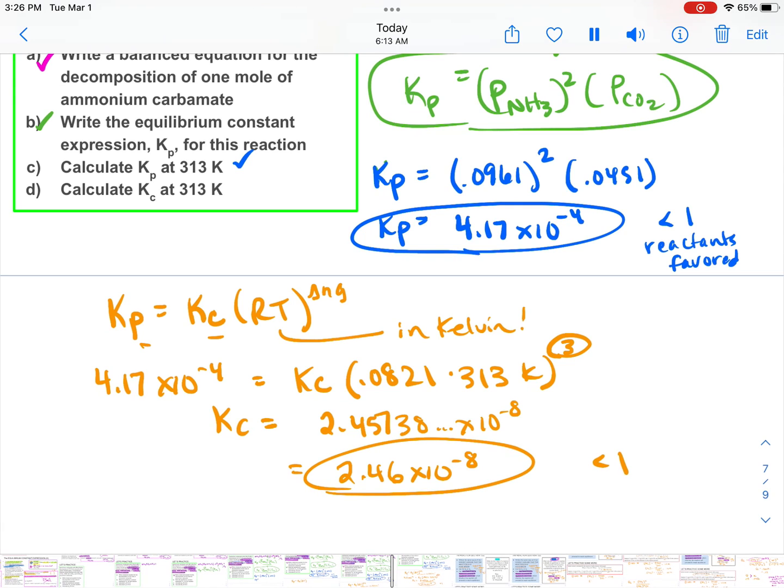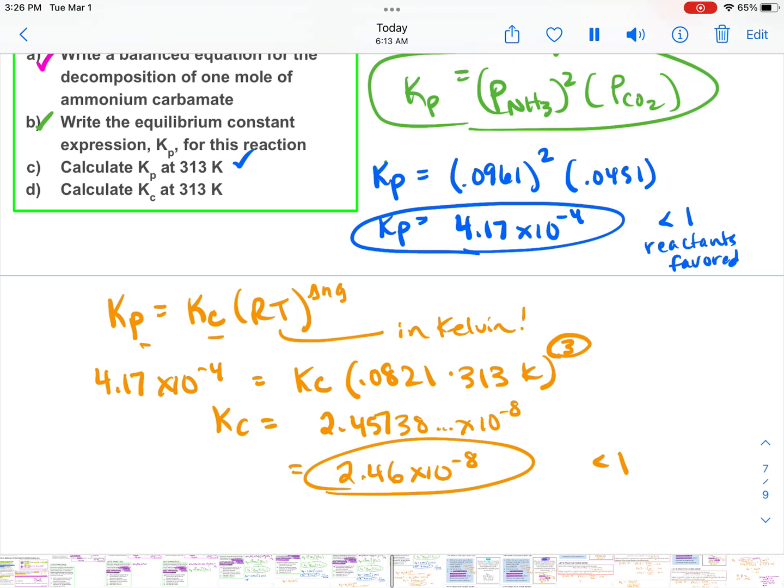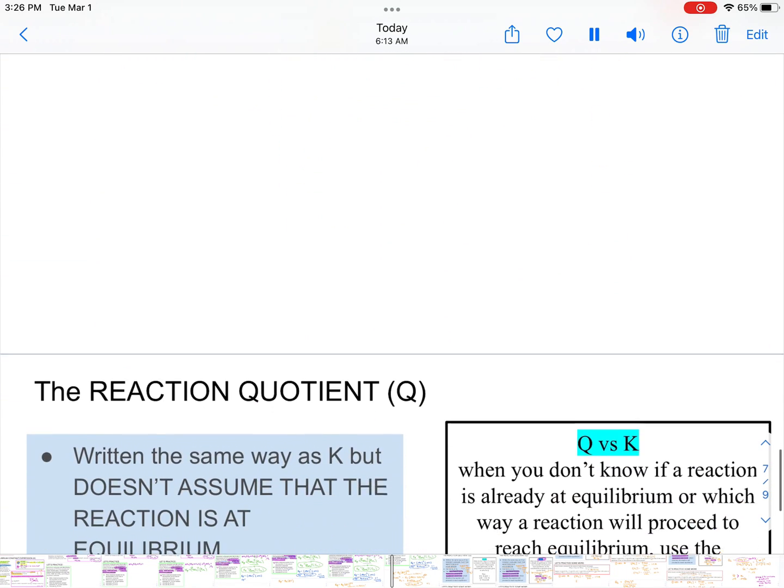Notice that this is also less than 1. This is important as a verification that you've done this correctly, because if a reaction is reactant favored, it should always be reactant favored. So finding Kc or Kp should not change that. Okay? All right, so let's keep going.